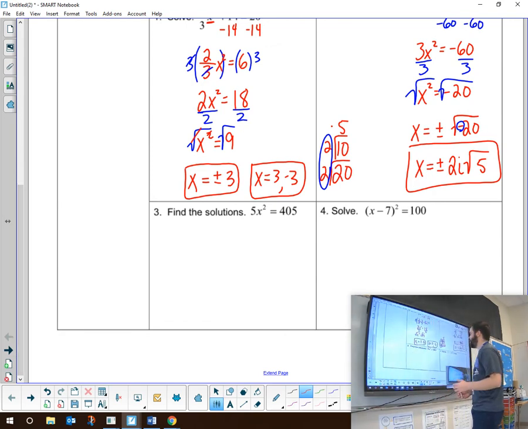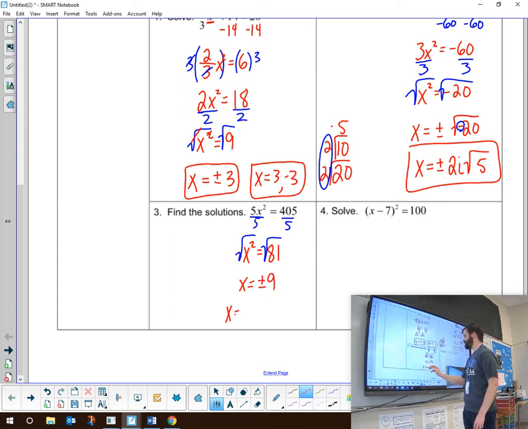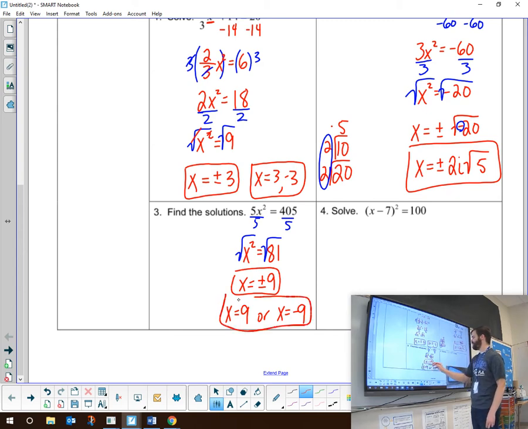So number 3, start off, get x squared by itself. So I'm going to divide both sides by 5. And I'm going to have x squared equals 405 divided by 5, which is going to be 81. Okay? So we have x squared equals 81. I'm going to then square root both sides. We're going to get x equals plus or minus 9. So x could equal 9 or x could equal negative 9. Like I said, though, you can leave your answer like this, or you can write your answer out in a kind of longer fashion. That's just what it means.